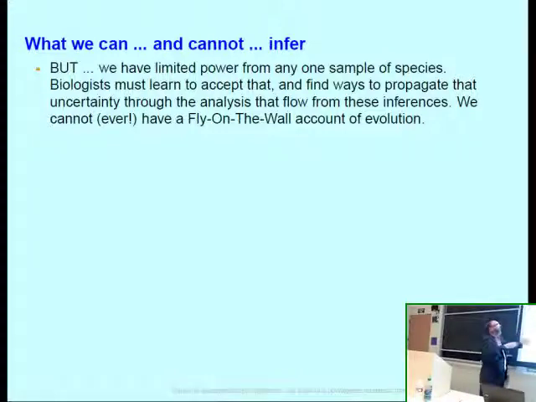But real life inferences aren't going to give us that. Even in those inferences, there are huge plus or minuses which somehow never get into the press release. So I do want to say we're not going to have a fly on the wall. We're not going to have an account of everything that ever happened in evolution, no matter how much of this machinery we throw at things. And we're just going to have to learn to live with that and learn to propagate our uncertainty through our analyses. But furthermore, we're using here very idealized models such as Brownian motion.